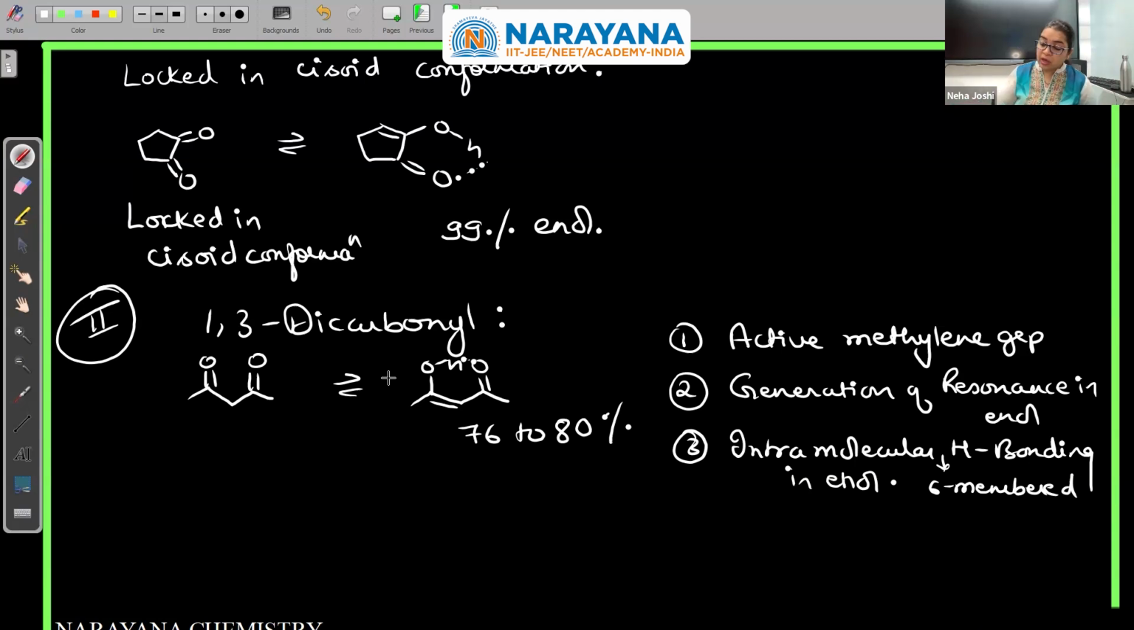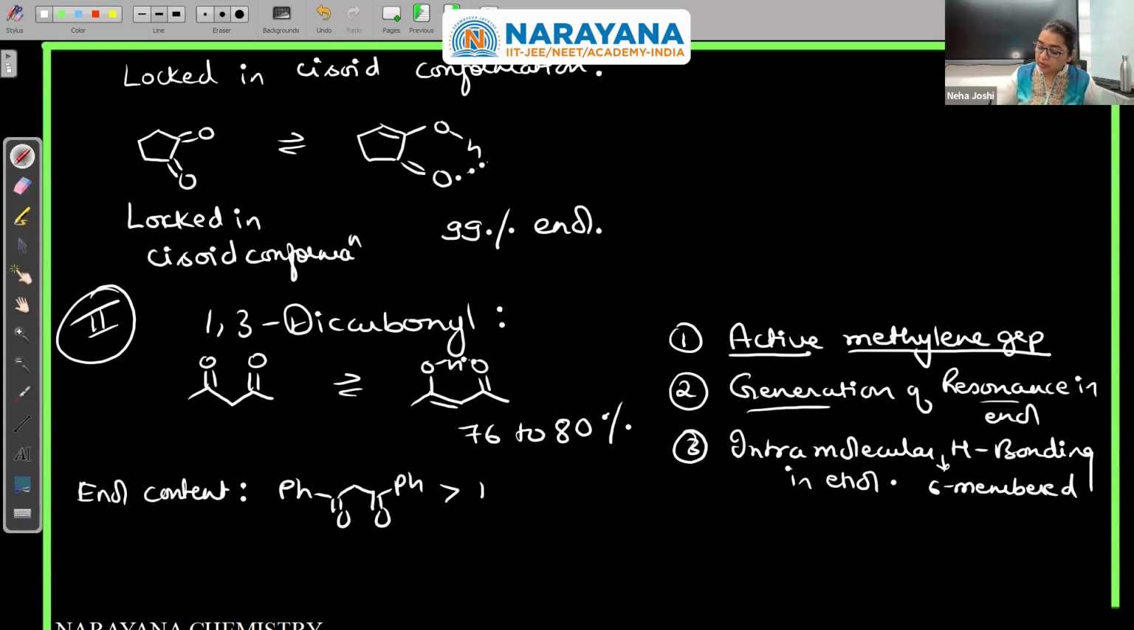But definitely, as I said, the first thing you consider is these two. This H bonding factor is least of all. It is not the primary or the important factor. So if I am asked what is the order of usual enol content of active methylenes, I'll say PhCOCH2COPh will be greatest.